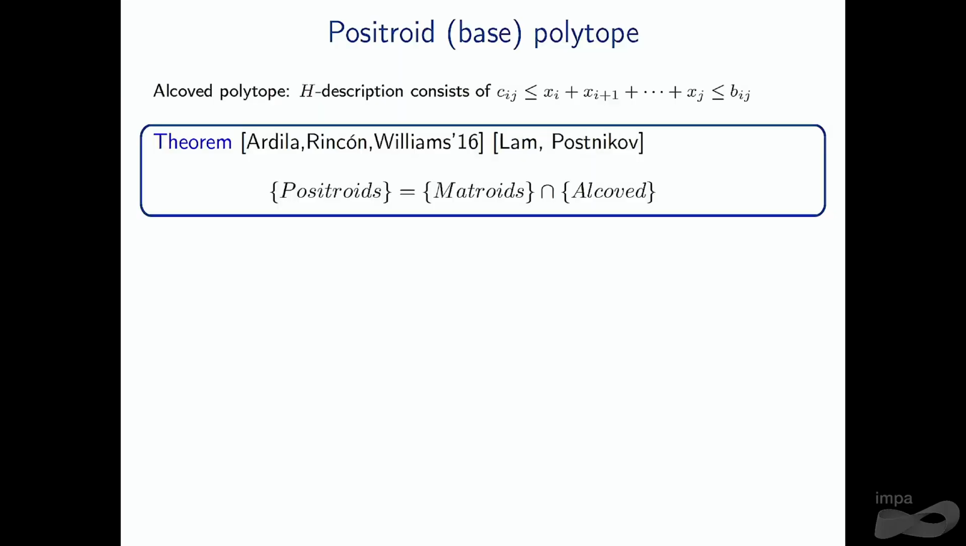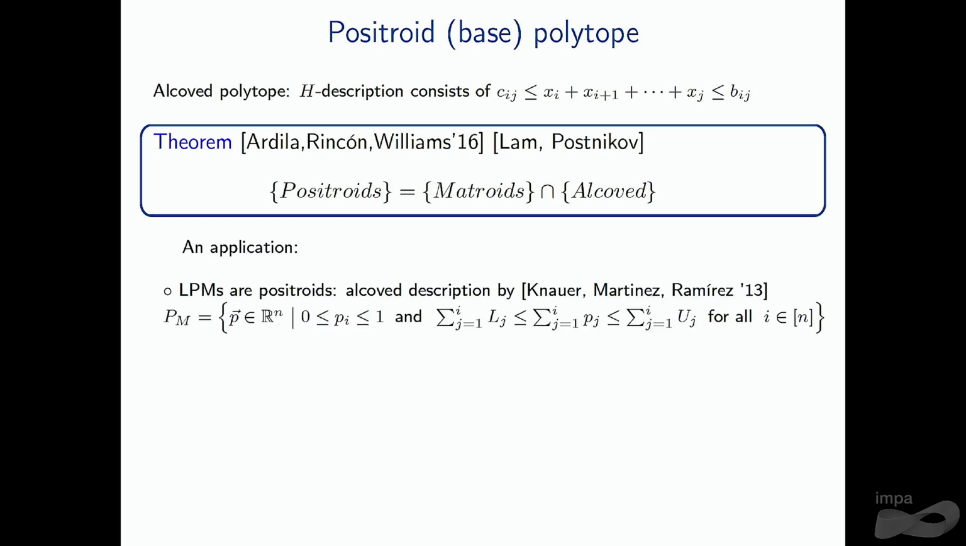This is a very nice theorem by Federico, Felipe Rincon, Lorenzo, and I understand that Lam and Postnikov also came up with it. And basically, one can distinguish positroids by saying they have to be, of course, matroid polytopes. They are 0,1 polytopes that are generalized permutahedra, but also they are alcoved. And this alcove condition just means that the H description looks like this. So it's like summing consecutive sequences of the variables and bounding them. So it's a very nice description of the polytope. And in particular, that's one way of proving that LPMs are positroids.